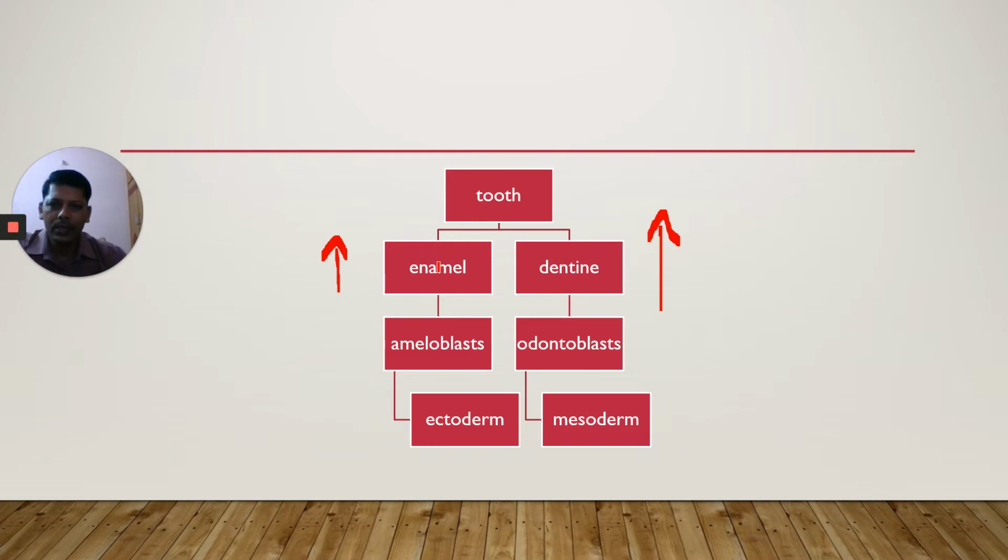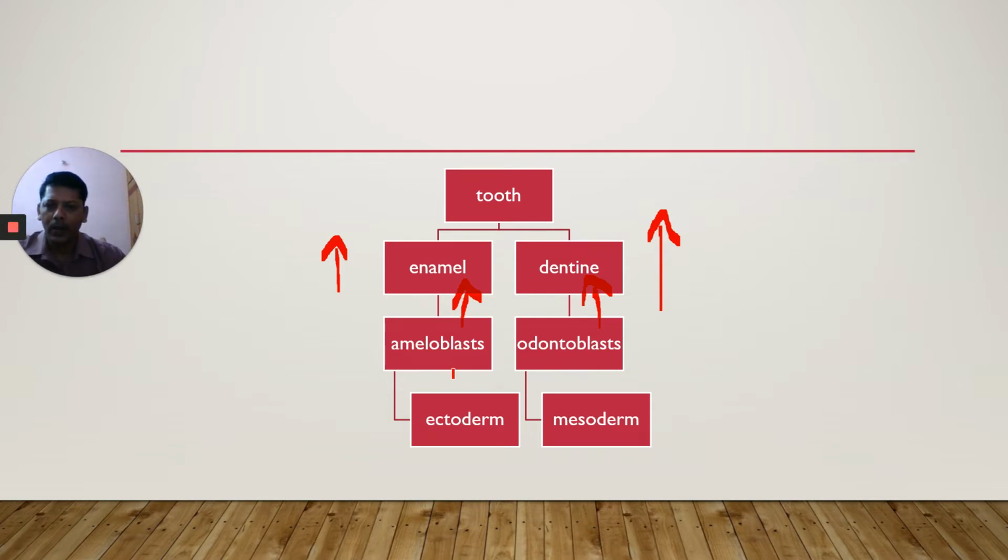Who forms this enamel? How is enamel formed? Enamel is formed by cells called ameloblasts. Who forms dentin? Dentin is formed by odontoblasts.